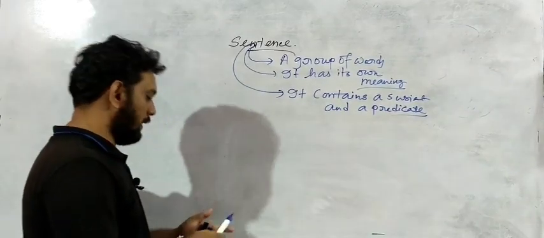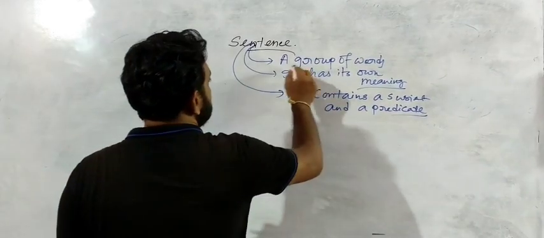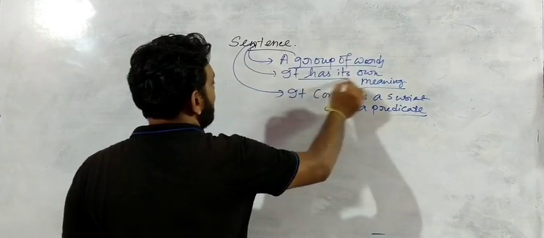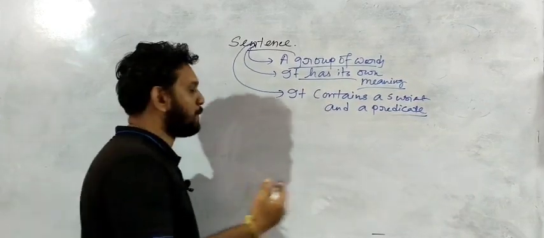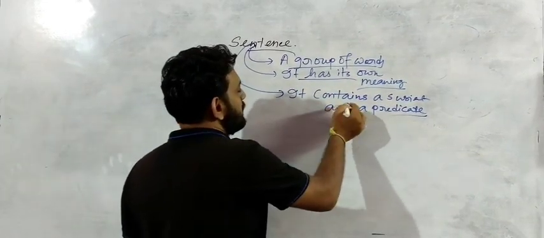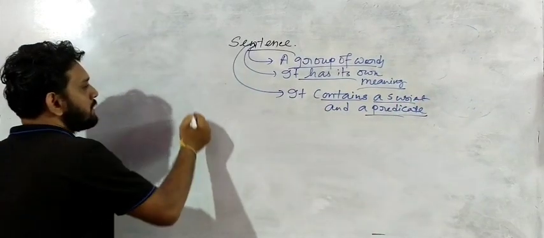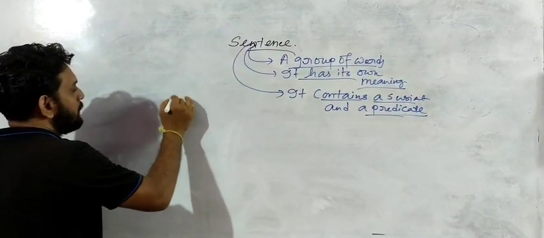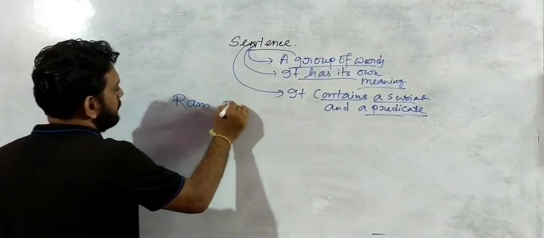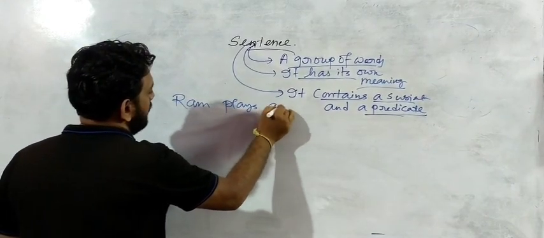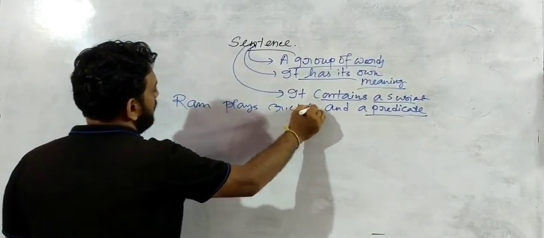What does it mean? I have written a sentence is a group of words which has its own meaning. That means it expresses its own meaning. Sentence means it contains a subject and a predicate. Let me make you understand about this thing by giving an example. Suppose if I write Ram plays cricket. Okay, Ram plays cricket.